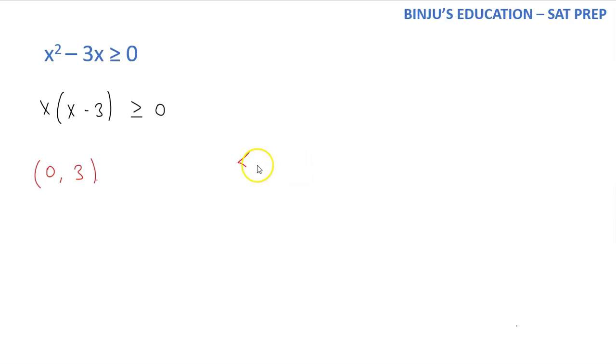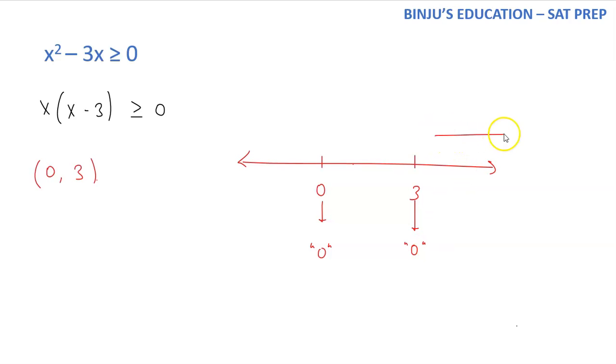Put this on the number line, 0 and 3. So at 0, my value of the function is 0, and at 3, my value of the function is again 0, because at a critical point the value of the function is 0, or the value of the expression is equal to 0. Now again, apart from these two critical points, I'm dividing my entire number line into three parts: greater than 3, less than 0, between 0 and 3.